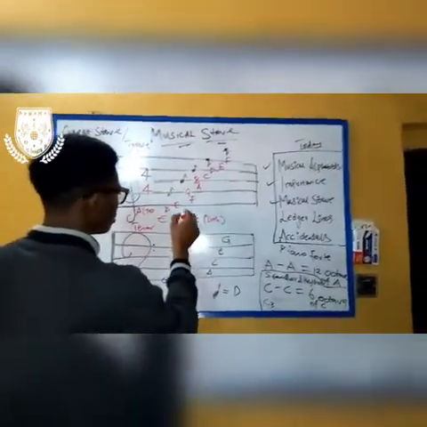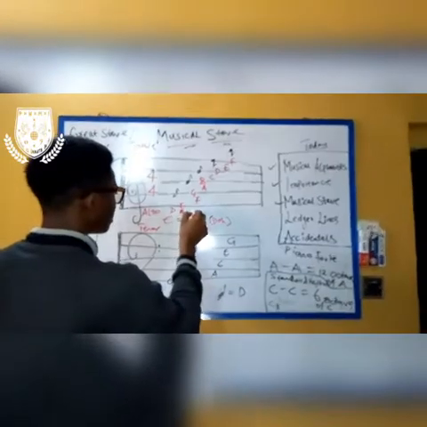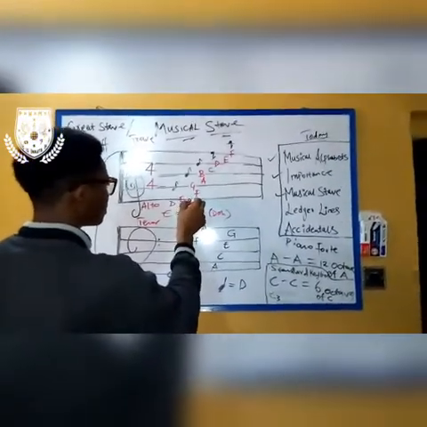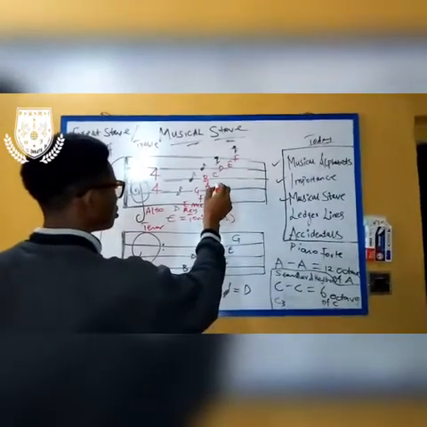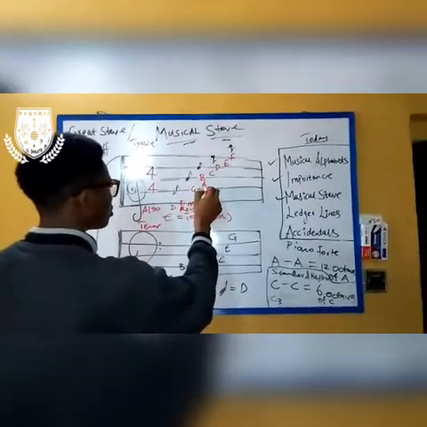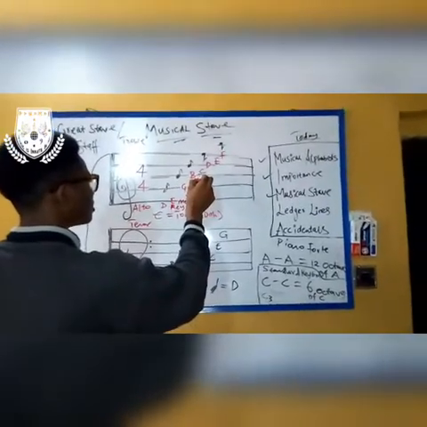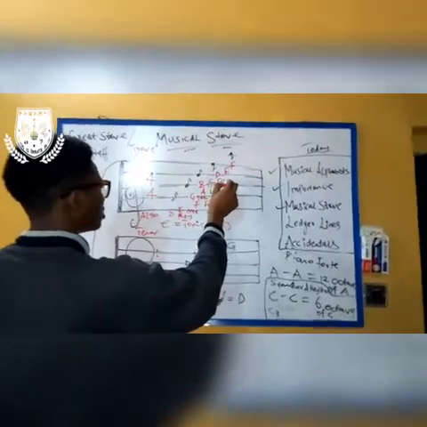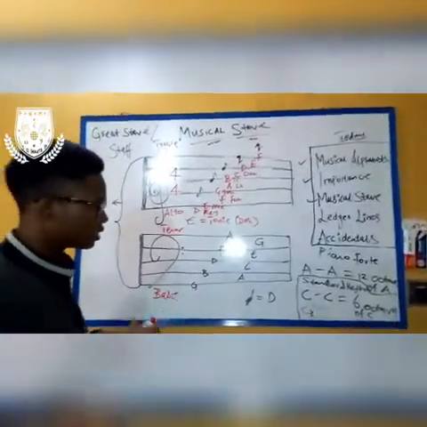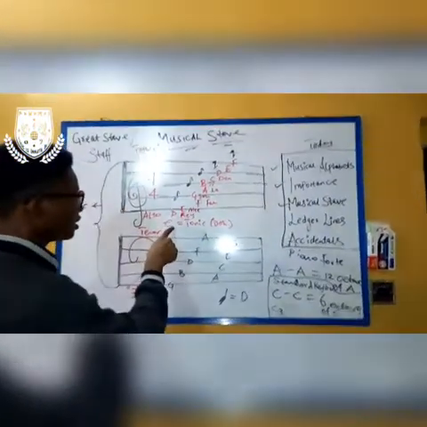This, for instance, is a do, this is a re, this is a mi, this is a fa, this is a sol, this is a la, this is a si, this is a do. You see, we've gotten from the C3, this is a C3, the middle C.